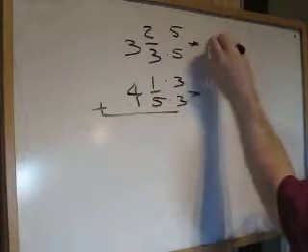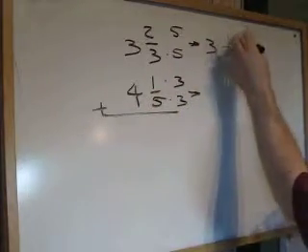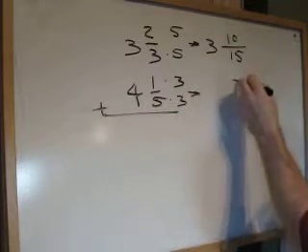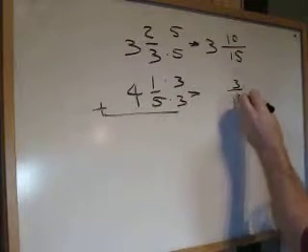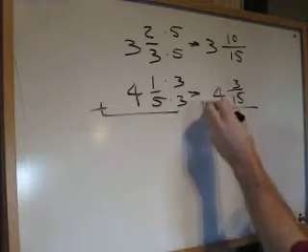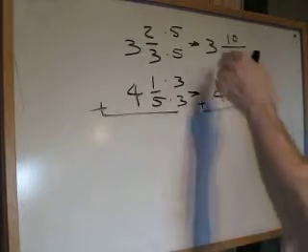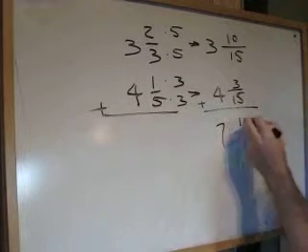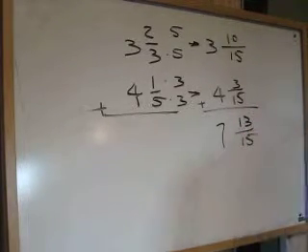Our whole numbers stay the same. And our 2 times 5 is 10, 3 times 5 is 15. 1 times 3 is 3, 5 times 3 is 15, our 4 stays there, and we add. So now all we have to do is add our 3 and the 4 and get 7, and our 10 and 3 and get 13, and we're done.